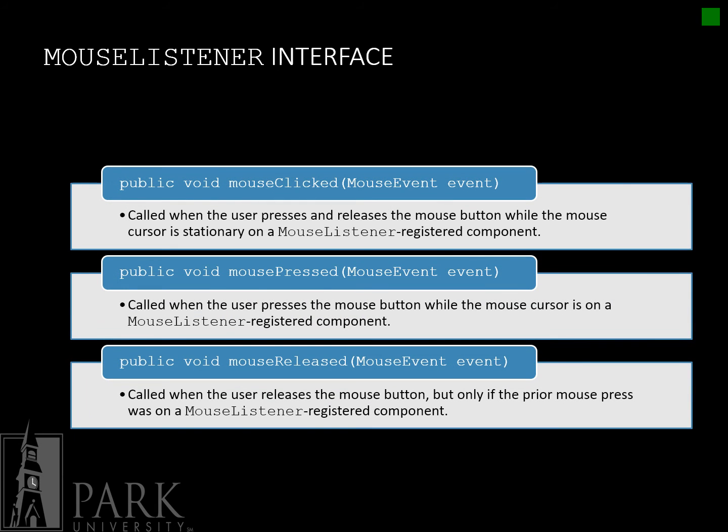So here's the API headings and descriptions for some of the more popular mouse listener interface event handlers. We have mouse clicked, which means you are just clicking and releasing. Mouse pressed is the pressing down of the button. And then mouse released is the opposite. It's when you actually release the button. So mouse clicked is the combination of these two.